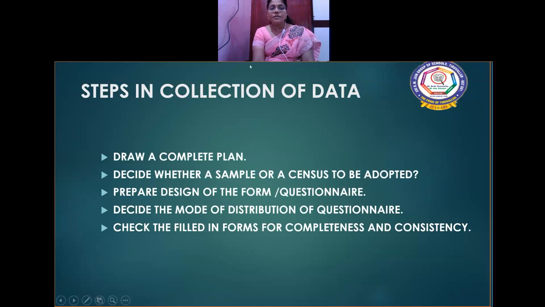Next we are going to discuss the steps in collection of data. So far we discussed the steps in statistical inquiry, now steps in collection of data. First, a statistician should draw a complete plan and decide which method he is going to adopt, whether a sample method or census method, and he has to decide the design of the form or questionnaire.